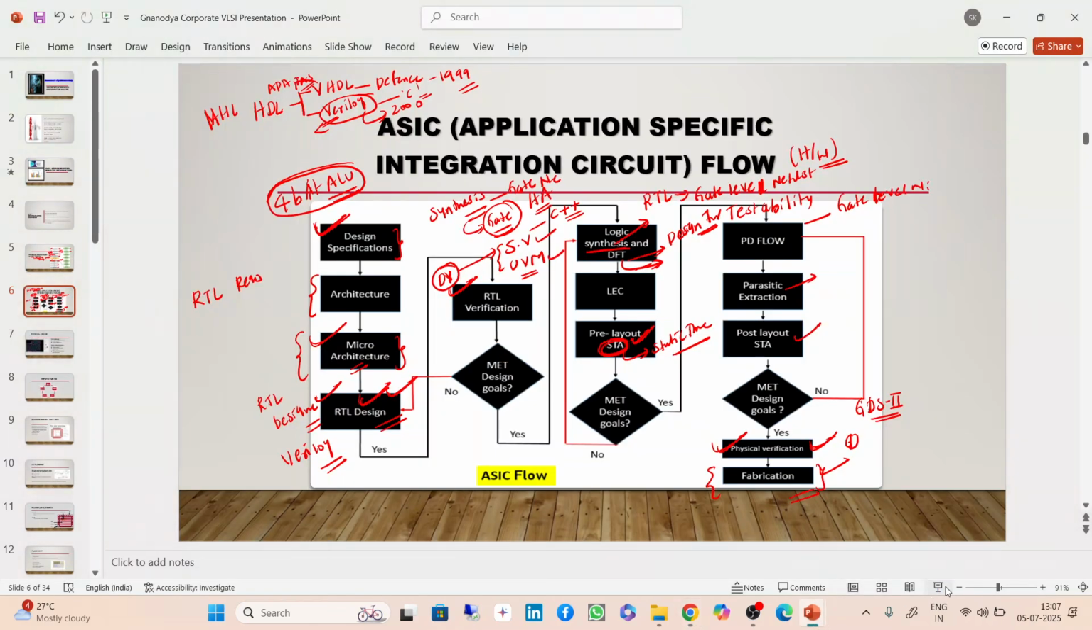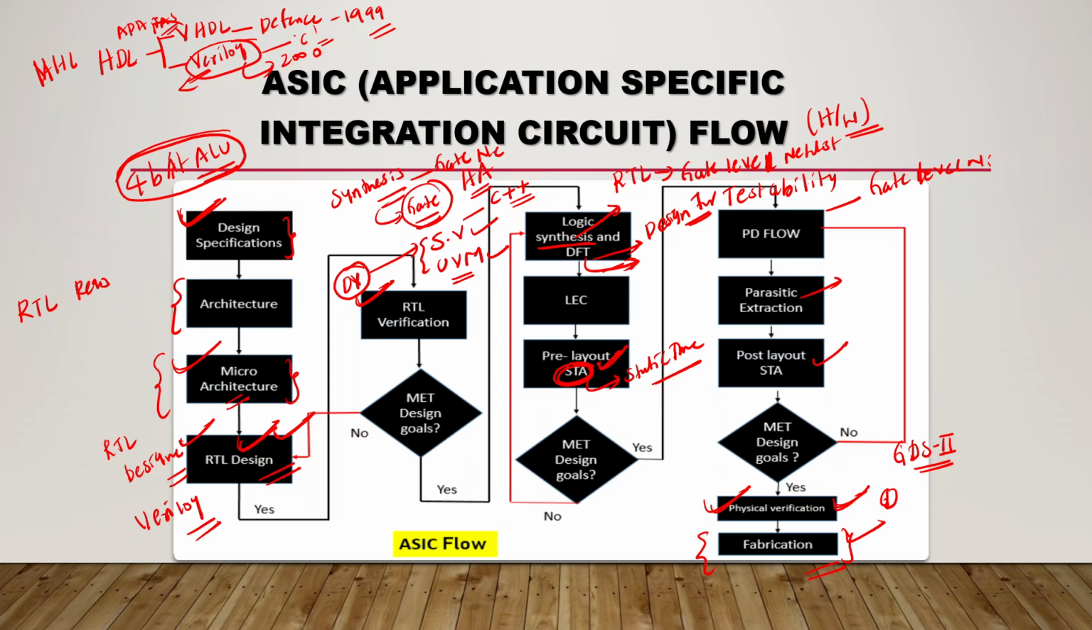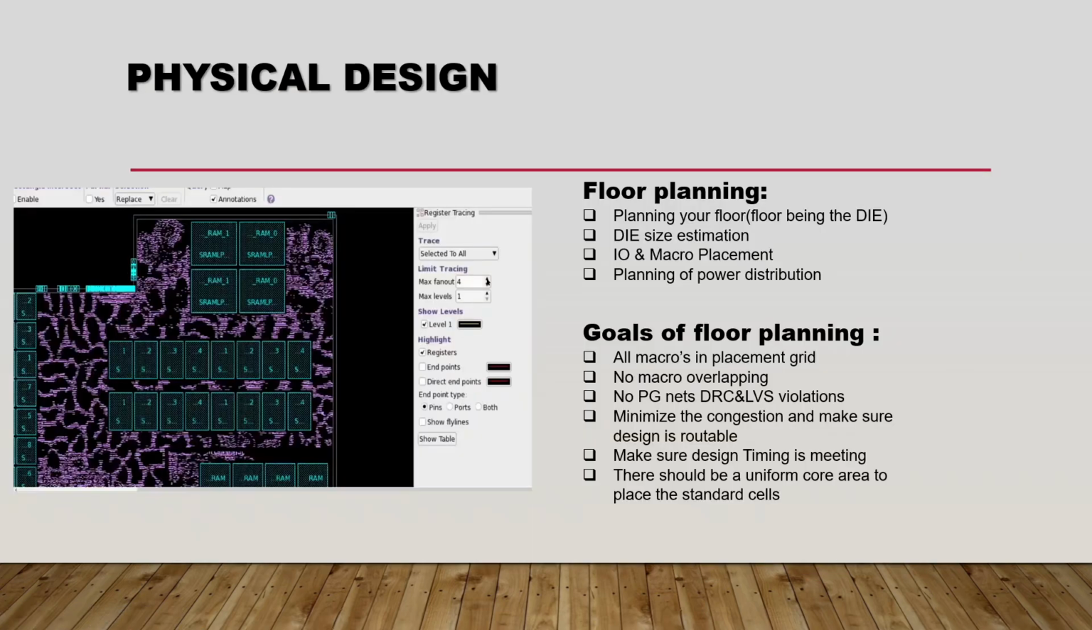So next, you see, there is floor planning. As I told you, floor planning means planning per your floor. And die size estimation. Die size is nothing but actually the making of this die.